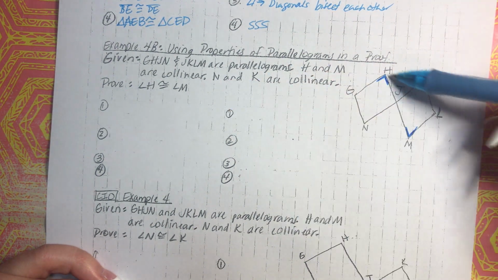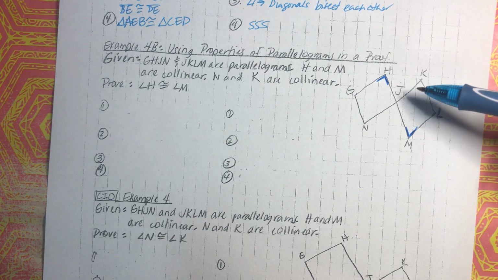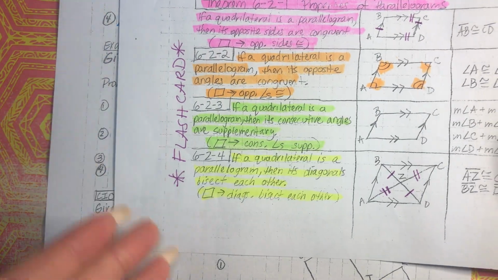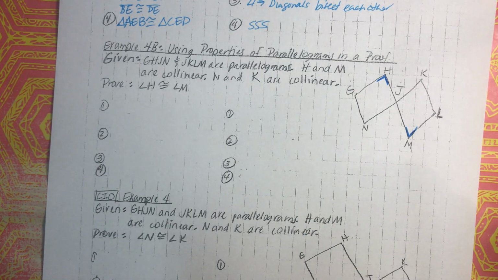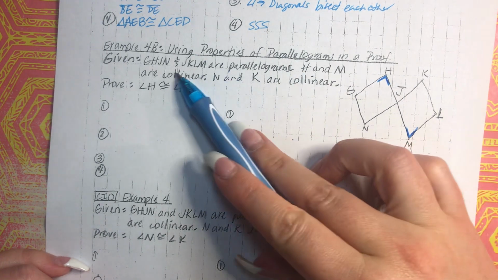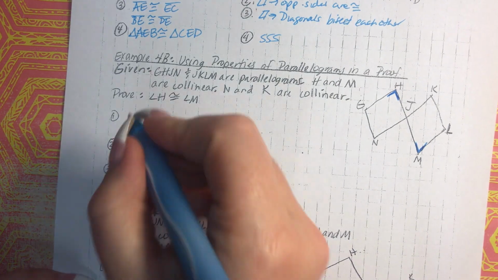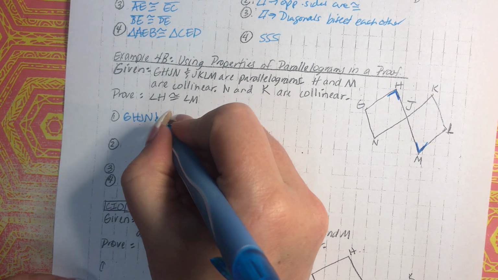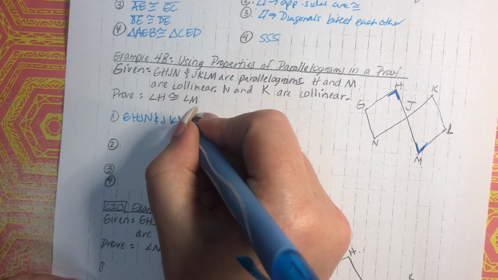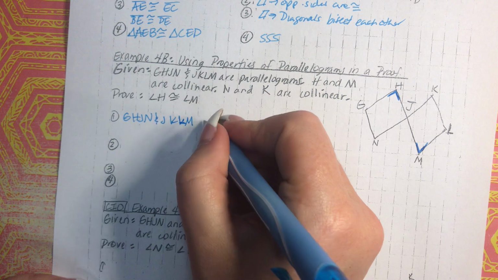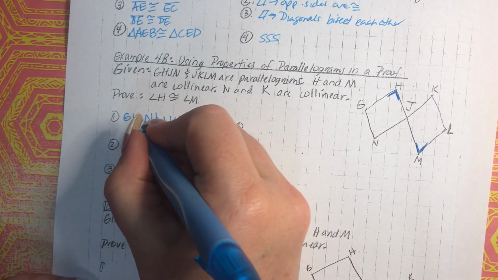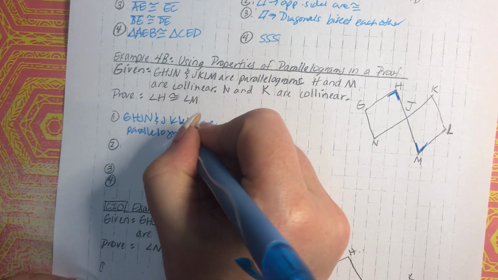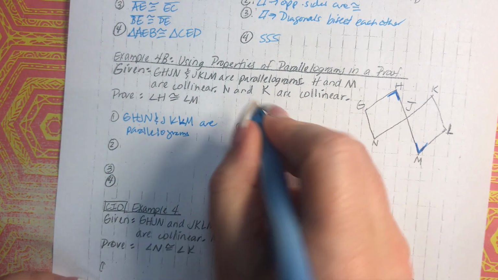I mean, we have the parallelograms, right? We know they're both parallelograms, so it unlocks the treasure box to all these lovely theorems, which is great. So what I'm going to say is just the given information first. GHJN and JKLM are parallelograms. Okay, and that's given. Perfect.